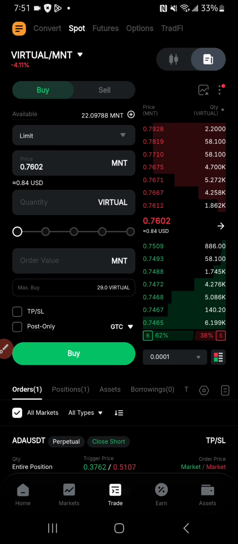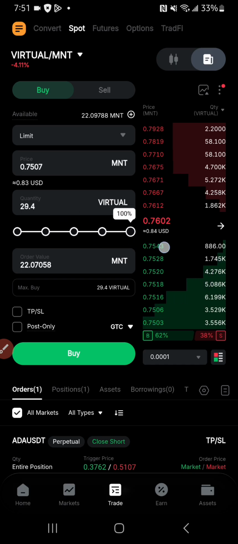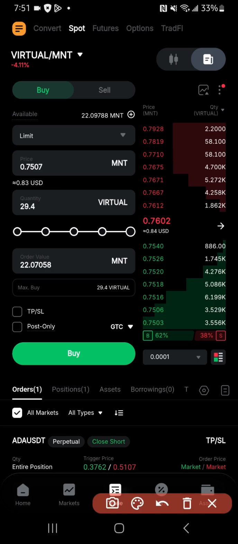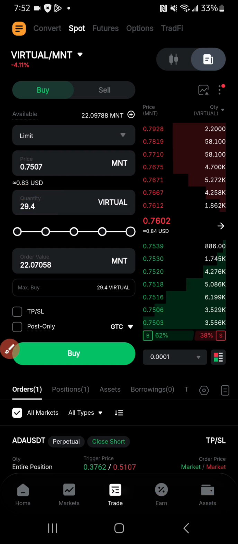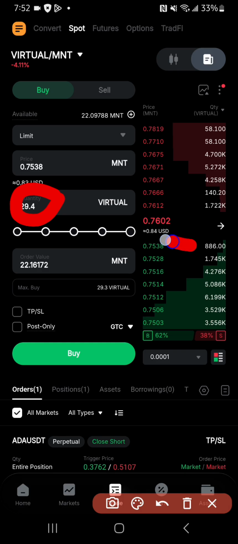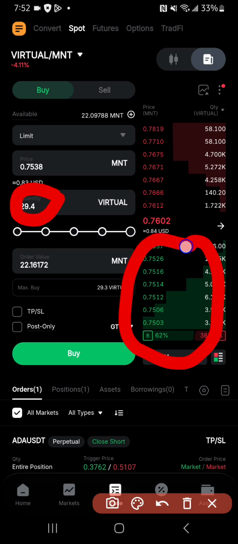Once the price is at the limit, you will get to wait for your trade to be triggered. So at this point, with that value of MNT, we are going to be getting 29.4 Virtual. Keep note of that. Then you click on buy. You can as well adjust the price to the current values here. Always adjust the price to the current values around this section since you are buying.